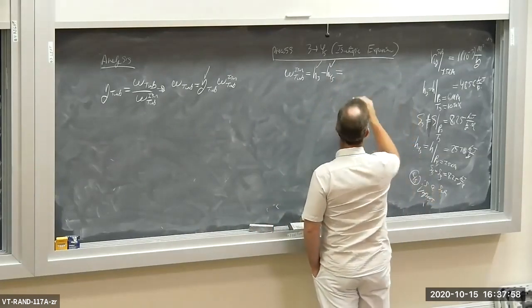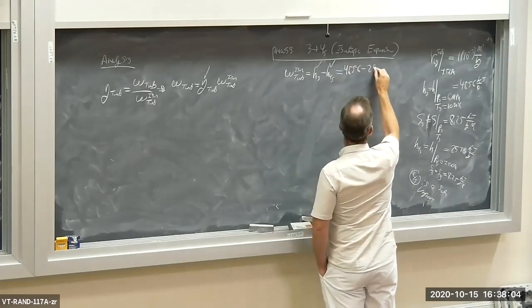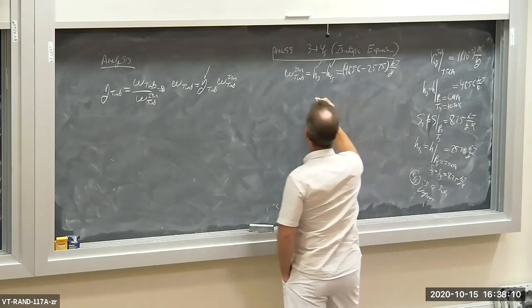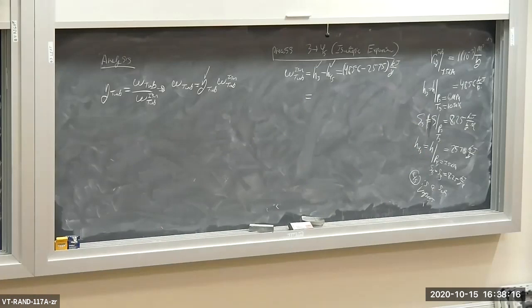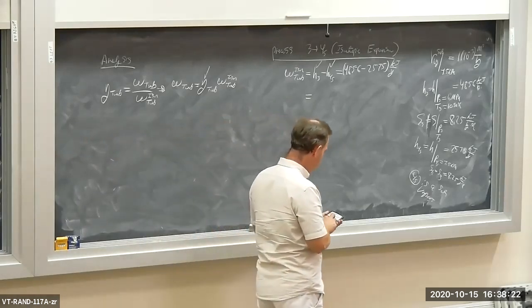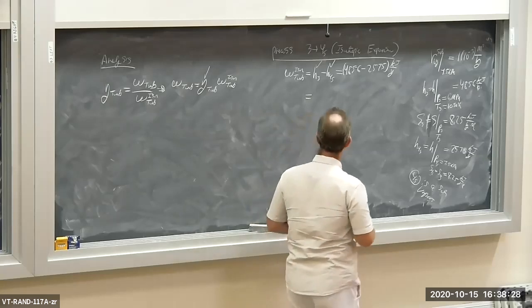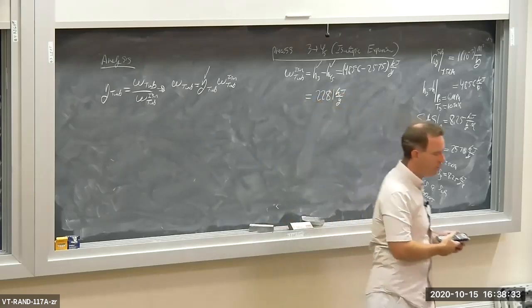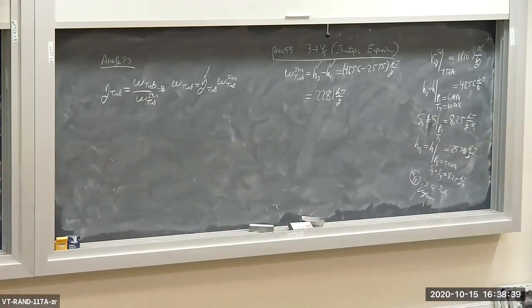And so I get 4856 minus 2575, and that's all in kilojoules per kilogram. And I end up with, let me crank this out. Where's my calculator? Here it is. And I get a specific work for the isentropic turbine, 4856 minus 2575, and I get 2281 kilojoules per kilogram. Okay?